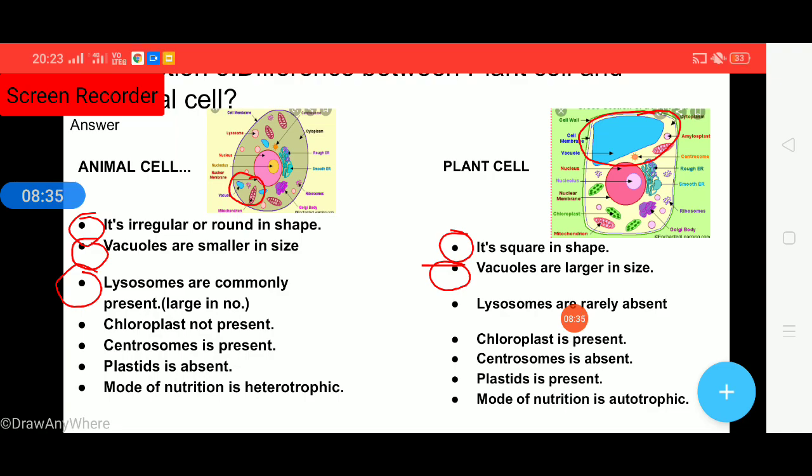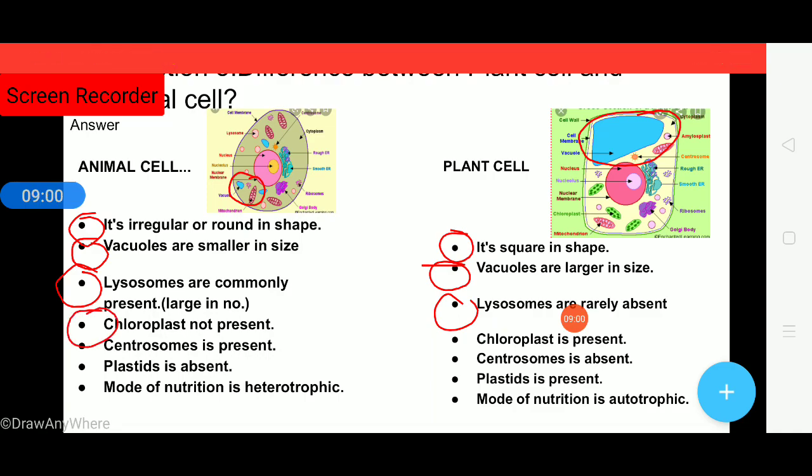Now the third point: in animal cell, lysosomes are commonly present, and in the plant cell, lysosomes are rarely present. Sometimes a question may ask why lysosomes are rarely present in plant cell, because here is the vacuole which does the functioning of lysosomes.